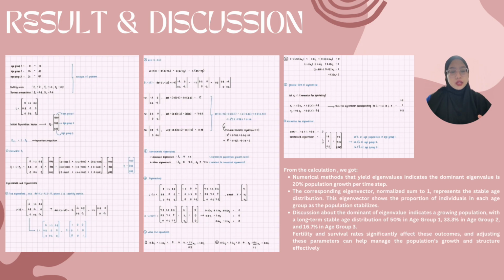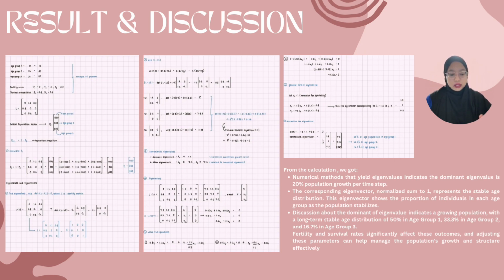For the dominant eigenvalue, lambda 1, we get 1.2, and for lambda 2, we get negative 0.3, and for lambda 3, we get negative 0.6. So lambda 1 as the dominant eigenvalue represents the population growth rate, and lambda 2 and lambda 3 are related to transition dynamics. And then after we settle the eigenvalues, we need to calculate the eigenvectors.